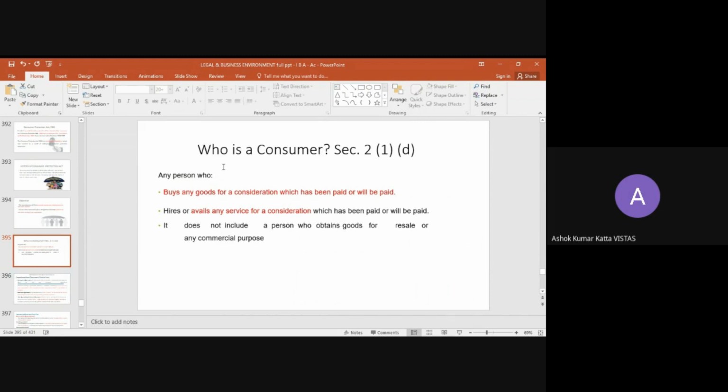Now, according to the Consumer Protection Act, who is going to be called a consumer? I hope you are aware, in the subject of marketing management, they would have taught you the difference between consumer versus customer. Any guesses? I don't want any correct differentiation. Give me your best.